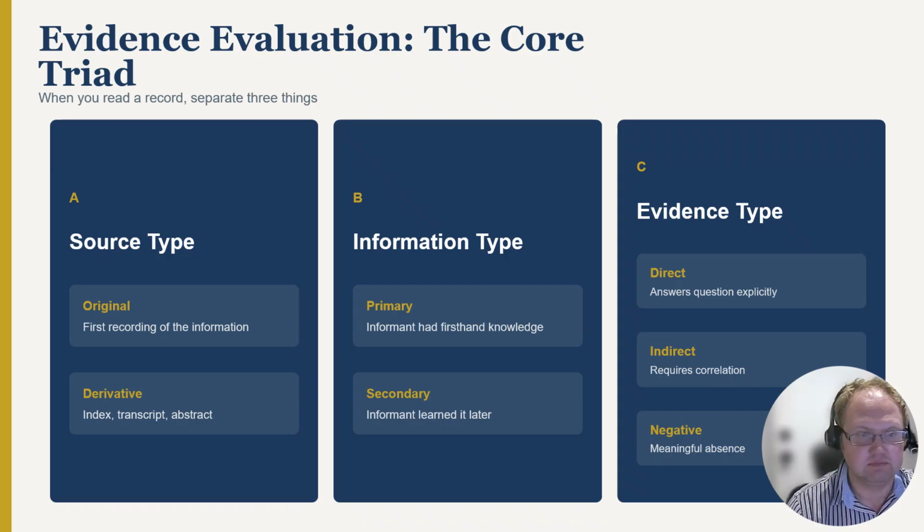Then there's negative evidence. This is tricky. This is when the absence of an expected record is itself meaningful, but only if the record set or the search you've conducted is known to be complete and there's no record. You don't believe there's record loss. You believe that time period was kept as it was supposed to.